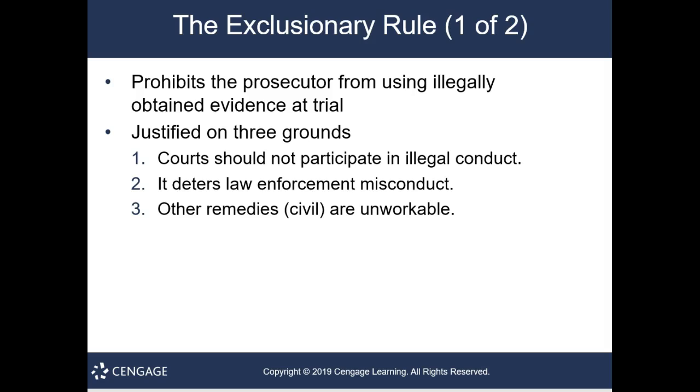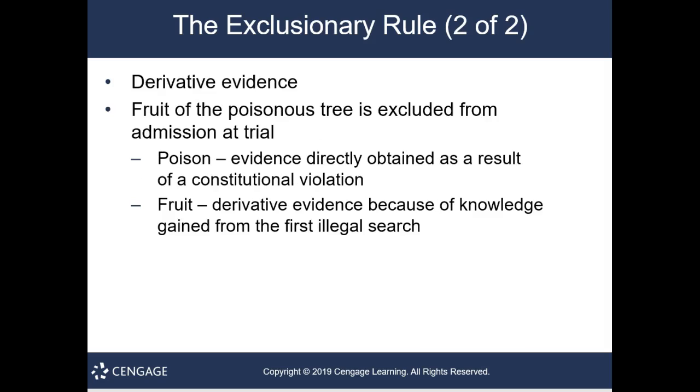All right, it's justified on three grounds. First, this is the exclusionary rule, of course. It's justified on three grounds. First, the courts should not participate in illegal conduct and allow it to be used in their court proceedings. It deters law enforcement misconduct. And other remedies, like civil remedies, suing a police officer for illegally coming into your house and then finding all this evidence, are just not workable. They don't give the person any kind of real relief of what they're dealing with. The police should never have had it in the first place. If they shouldn't have it in the first place, they shouldn't get it into the case at all.